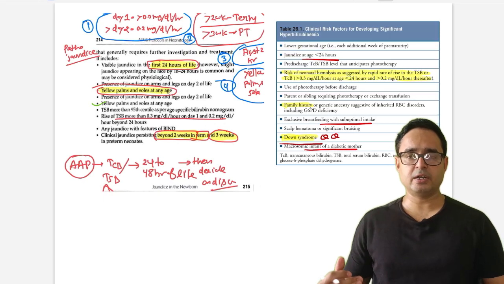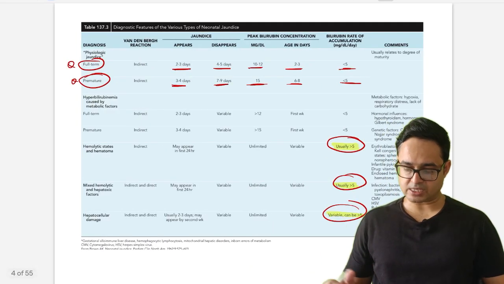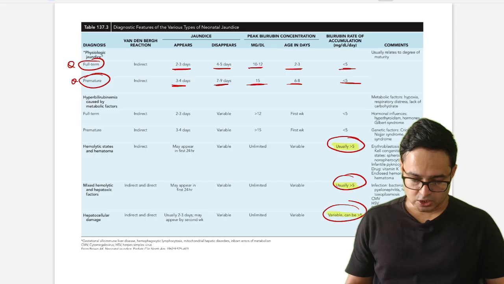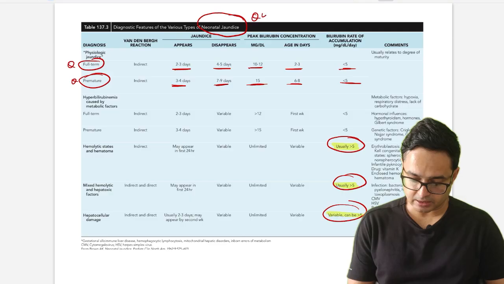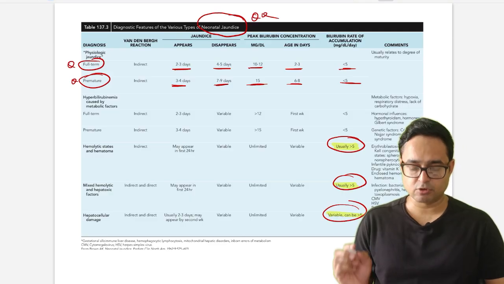These are a favorite topic of AIIMS examiners. Okay, so we'll see the diagnostic features of various types of neonatal jaundice. This is a straight table from the Nelson Textbook of Pediatrics.